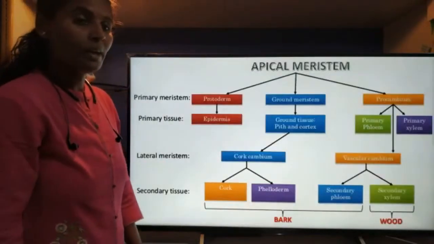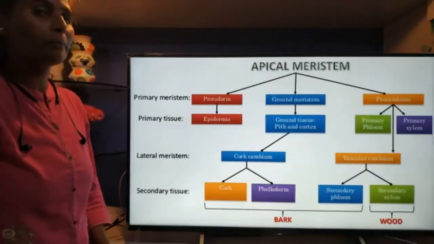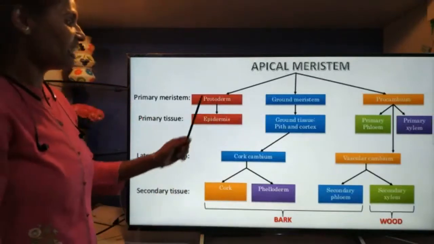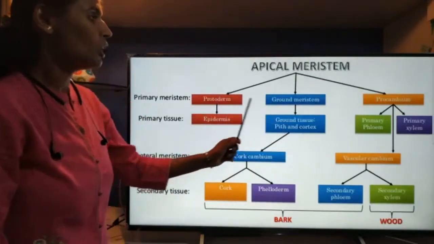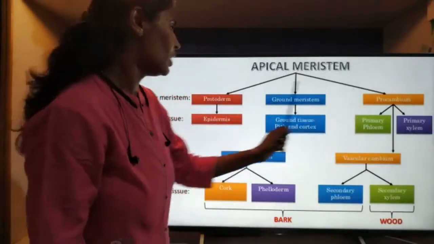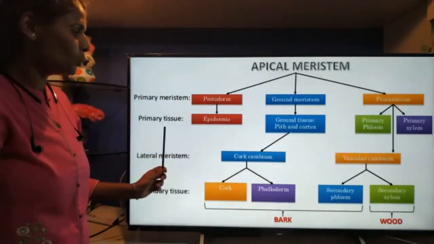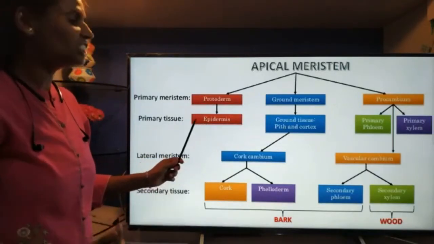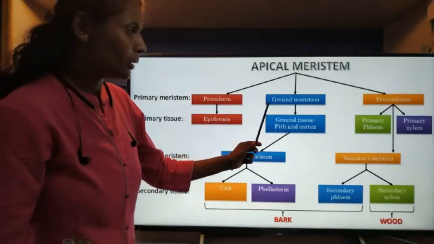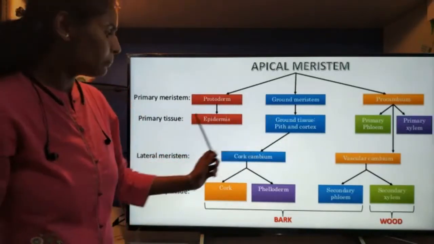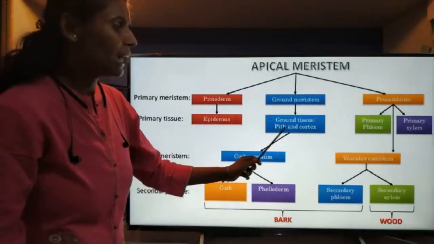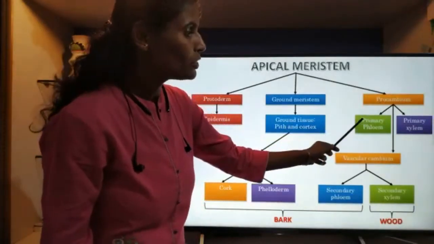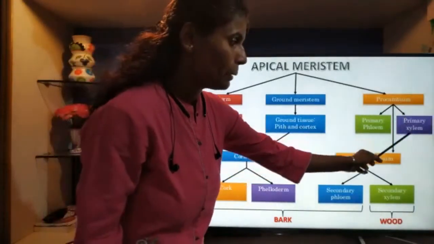As I already told, there is an involvement of meristems in bringing about growth in a plant. The apical meristem is going to form three different types of initials: protoderm, ground meristem and procambium. During primary growth, the protoderm produces a primary tissue called epidermis, which gives protection to the internal organs, whereas the ground meristem produces primary tissues called pith and cortex, and the procambium produces primary phloem as well as primary xylem.